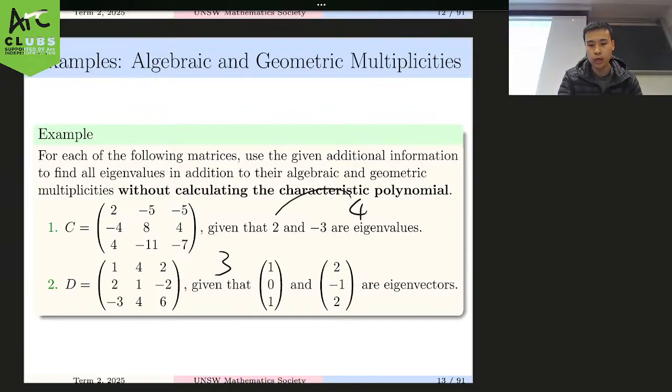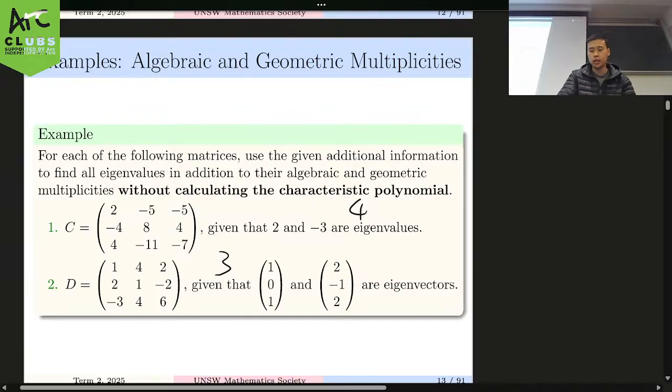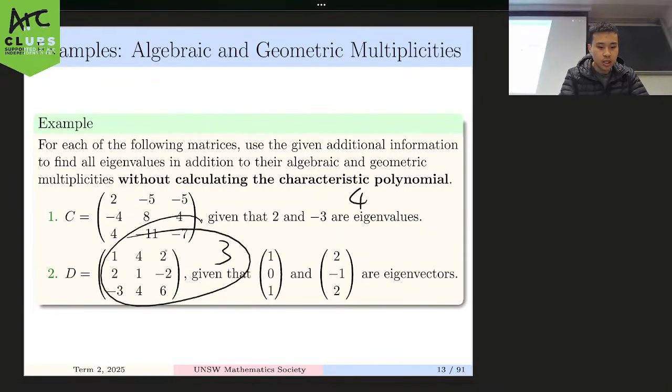All the eigenvalues are definitely unique here. So we can conclude the algebraic multiplicity is equal to 1, and so is the geometric multiplicity. It can't be 0. Okay, meanwhile for this, D.